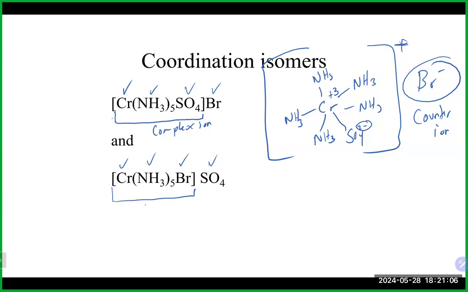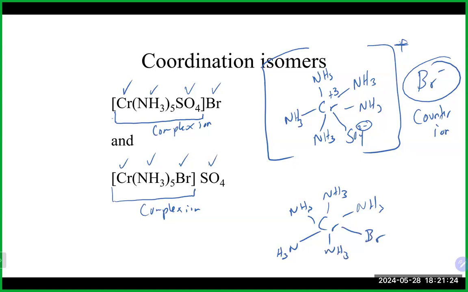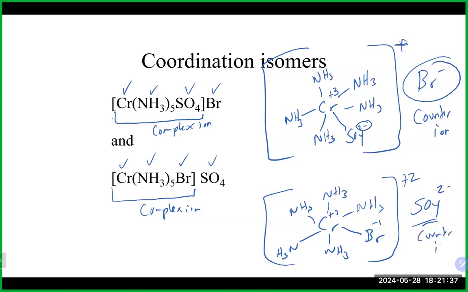Here, that is the complex ion part. And we have our chromium in the middle. Also still has the 5 ammonias attached to it. But here we actually have the bromine directly attached to it. And that gives us a +3 -1 overall charge here, +2. And it is the sulfate in this case that's actually acting as the counter ion.